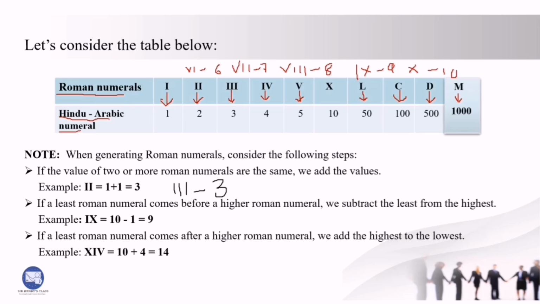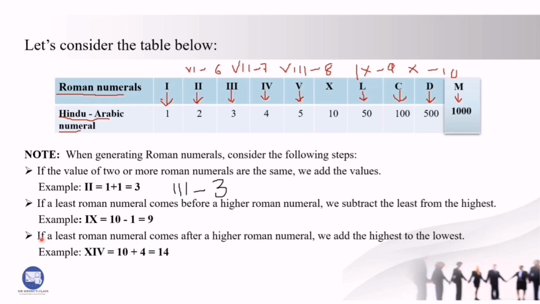The second one states that if a smaller Roman numeral comes before a higher Roman numeral, we subtract the smaller from the higher. An example is here. Here the least is I, 1. When it comes first and then the higher comes after, you subtract the smaller from the higher. So here 10 minus 1 is 9. Take note, when a smaller Roman numeral comes first, you subtract.